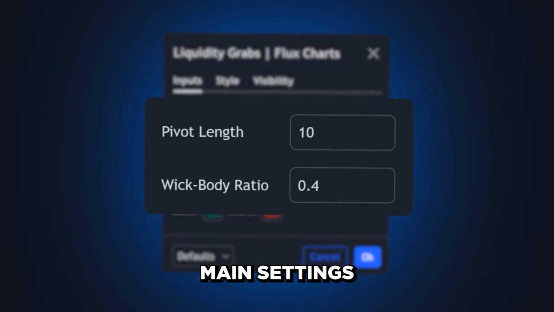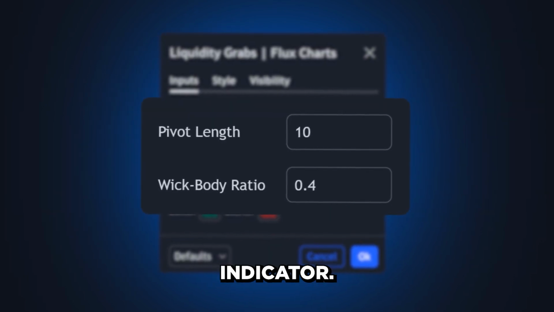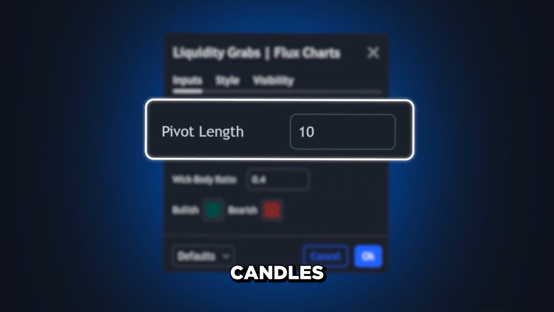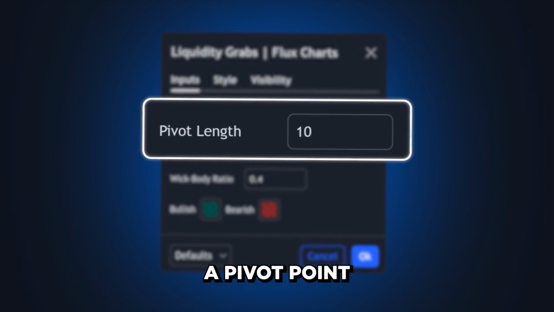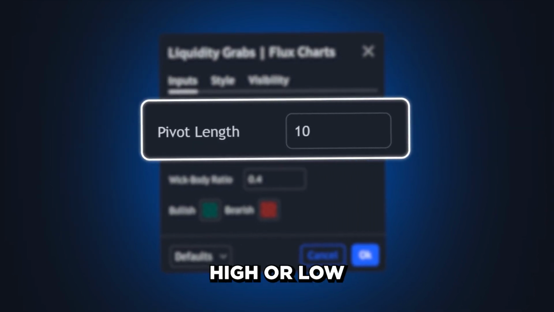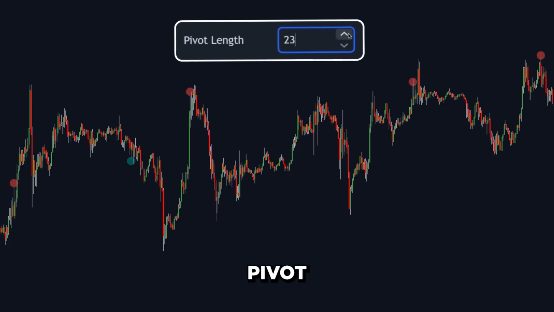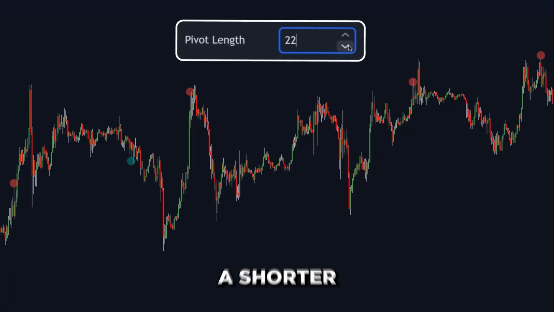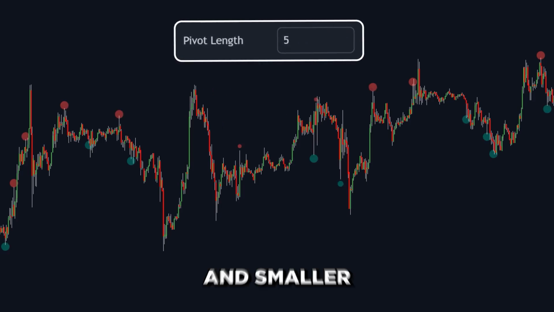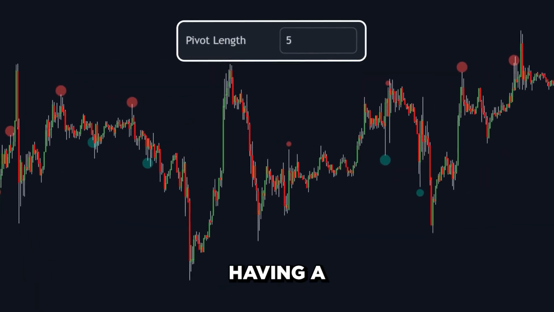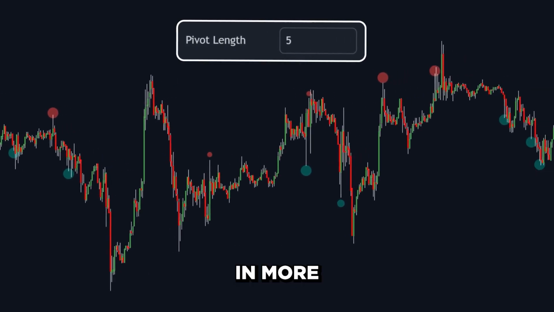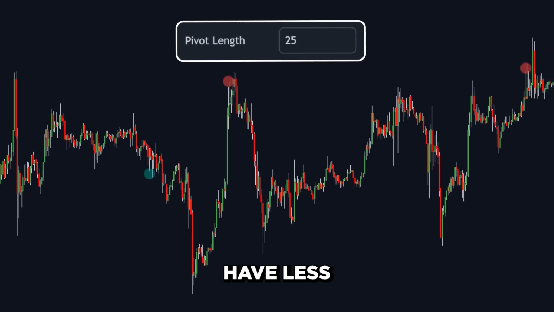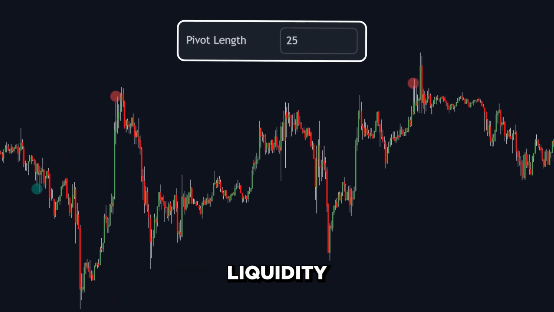There are two main settings with this liquidity grabs indicator. The first setting is the pivot length. This determines how many candles are considered to form a pivot point or a significant high or low on the chart. A longer pivot length means the indicator looks only for more established highs and lows, while a shorter pivot length will identify quicker and smaller pivots. Thus, having a lower pivot length will result in more frequent liquidity grabs, and having a higher length will have less, but potentially more accurate liquidity grabs.